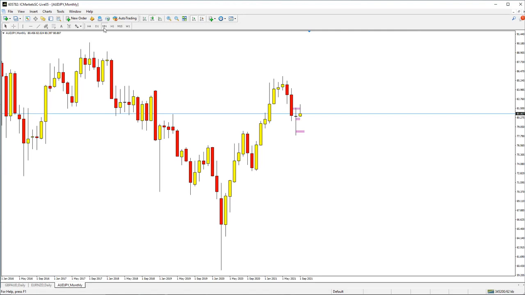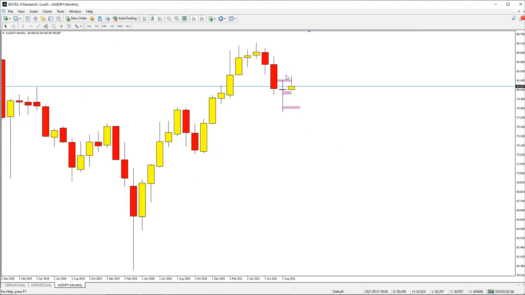Can you see that? Now you understand the concept of false break. From here we cannot understand our zones, but in the daily we can understand how this goes about, right? How do we break it down?